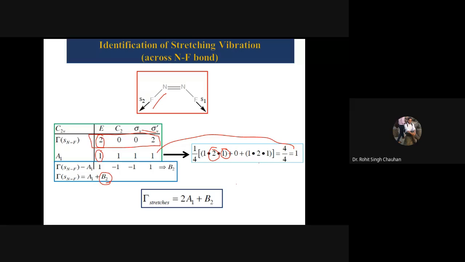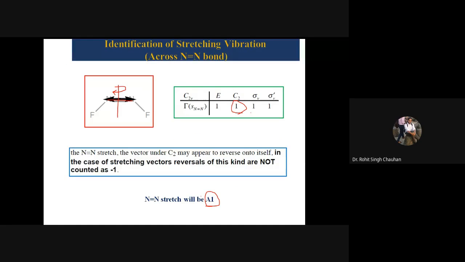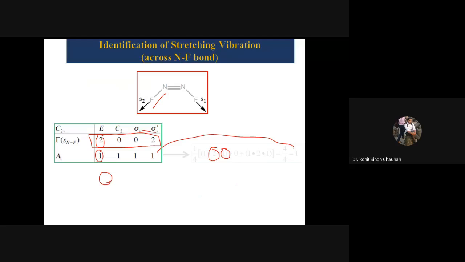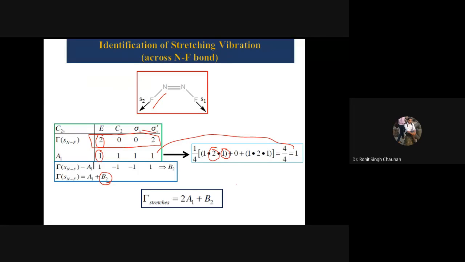Now see, through the NN bond, if I talk, then it is A1. Through the NF bond, if you will see, then it will be A1 plus B2. So total tau stretching will be 2A1 plus B2. One A1 is coming through the NN bond. Okay. Now the next thing is we will find out through the SALC equation for the NF bond.